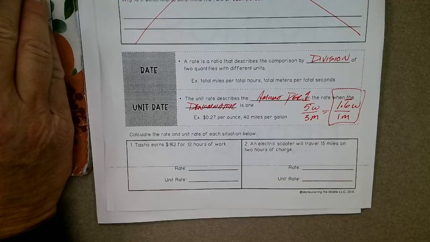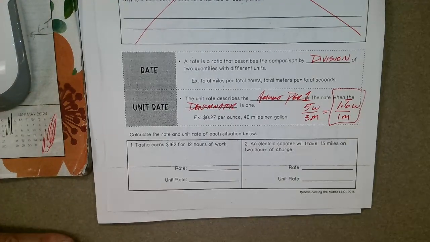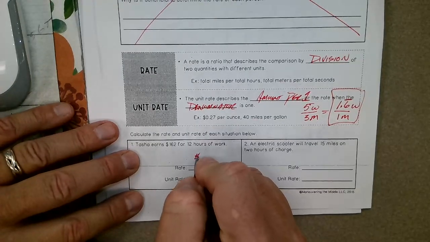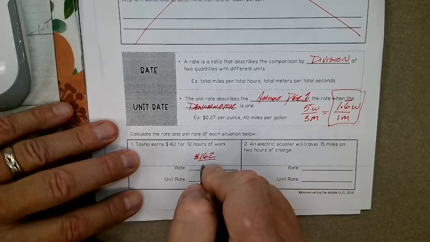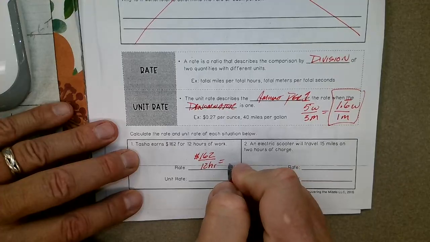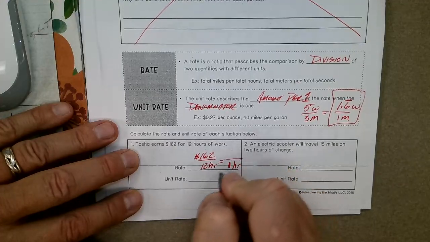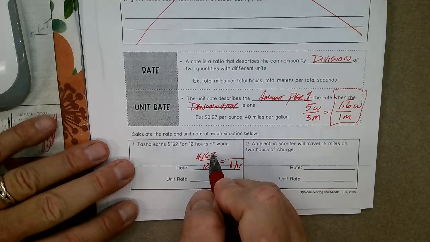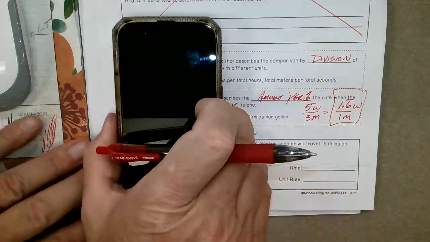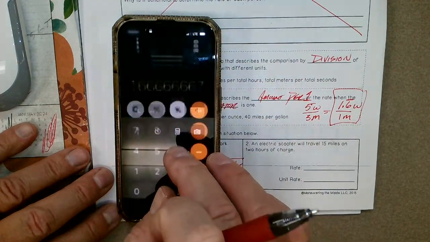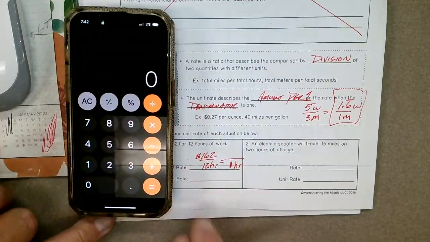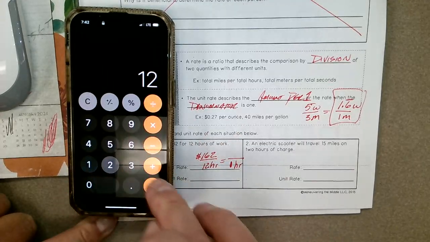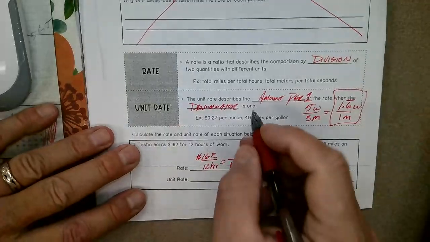Let's go. Tasha earns $162 in 12 hours, right? The rate is money always on the top, $162, 12 hours. What are they doing in 1 hour? I like to set it up that way, okay? So we're going to take the top number and divide it by the bottom number, and we're going to get our unit rate, all right? And that is per unit, per hour in this case. 162 divided by 12 is 13.5.